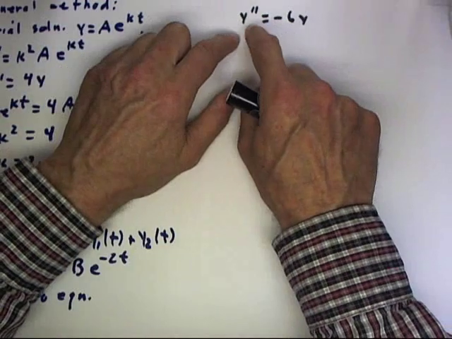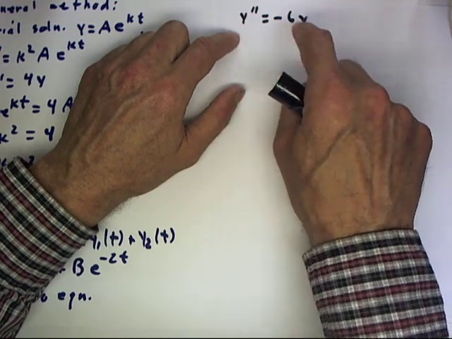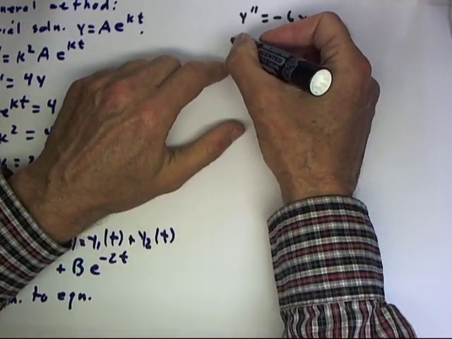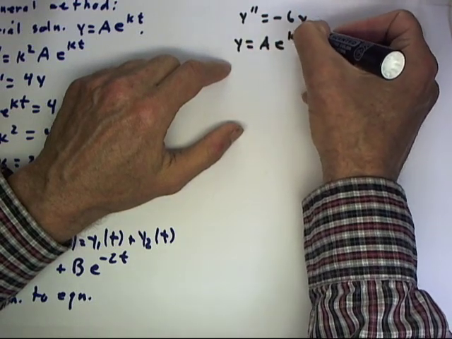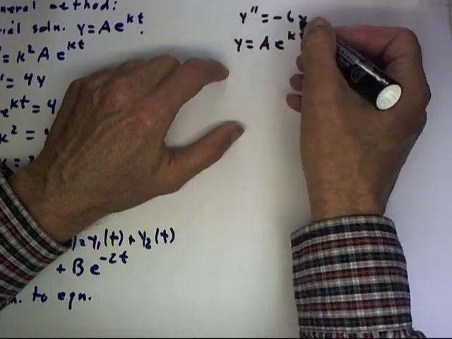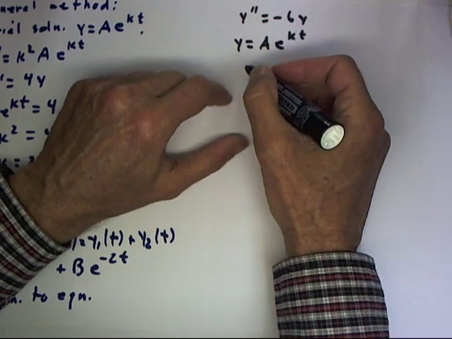Let's go ahead and apply the method to the equation y double prime equals negative 6y. Okay, well, we let y equal a e to the kt, and of course y double prime will be k squared a e to the kt, and so forth.